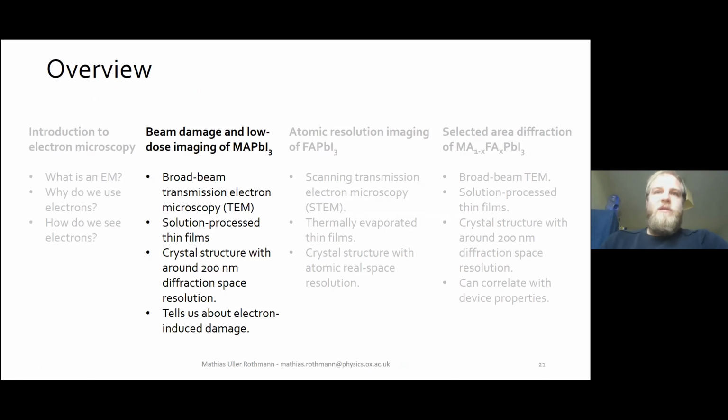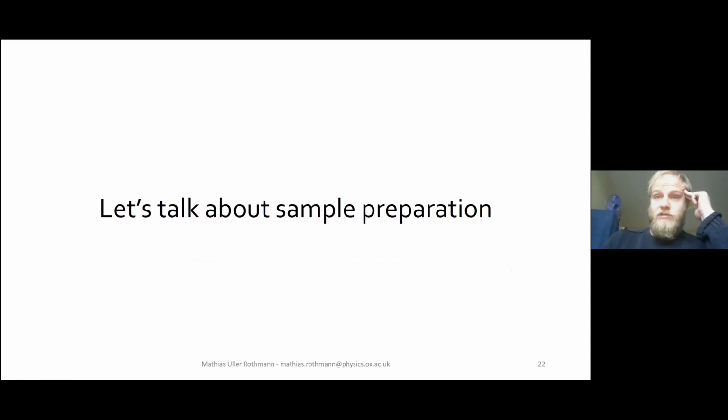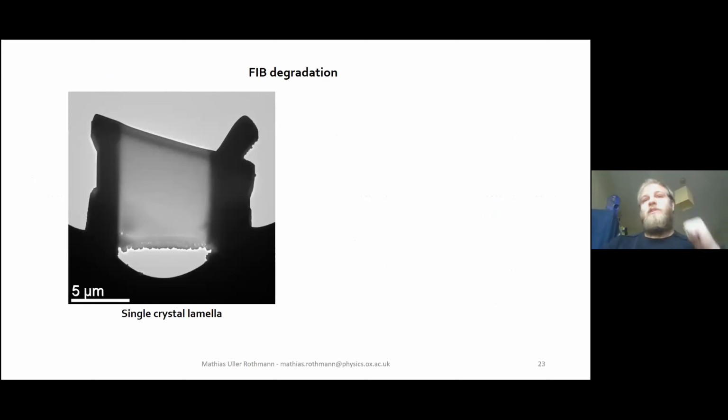So I'm going to go into a bit about beam damage and how we image our hybrid perovskite materials. So we need to talk about sample preparation first. Like I mentioned, the samples have to be very, very thin. And so typically people use what we call focused ion beam milling, where you use heavy gallium ions to mill out or dig out a little slice of material.